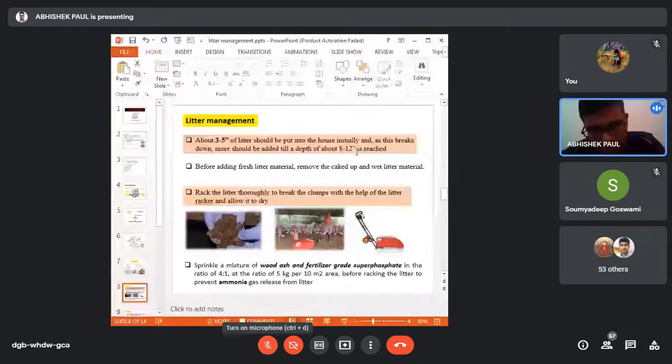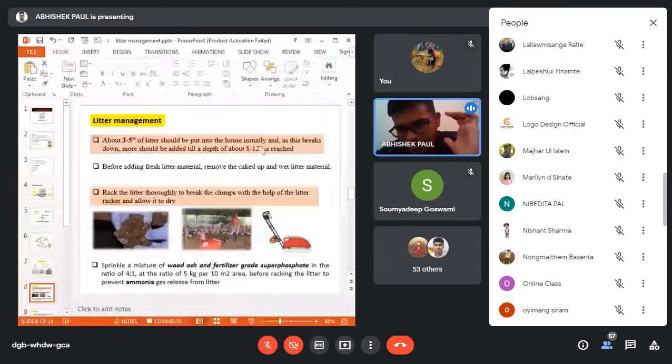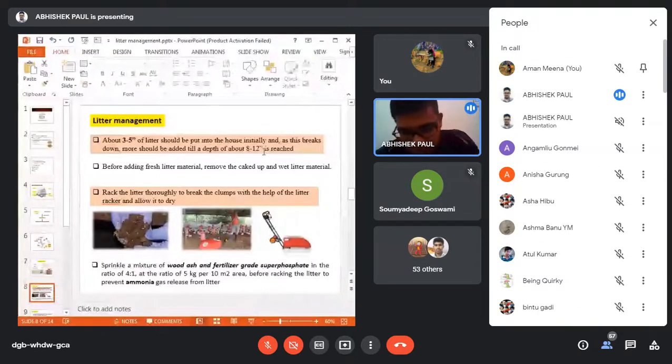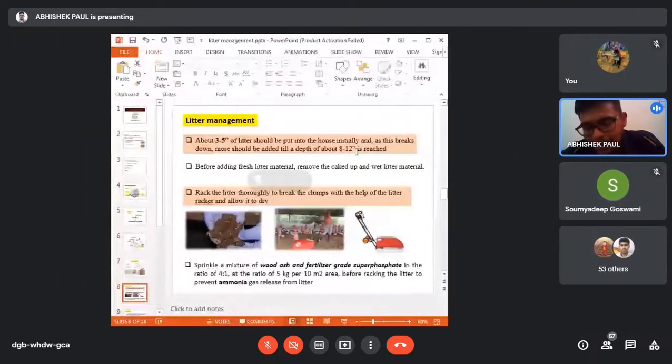And the importance of giving litter: why should litter be given? Because it gives warmth. Warmth means during the winter time the bird will feel cold, so at that time the litter acts as an insulator. So it will give warmth to the bird. I hope you can explain this litter material nicely now.